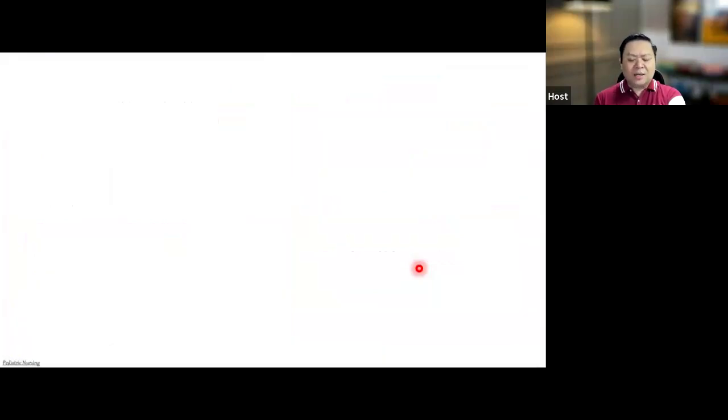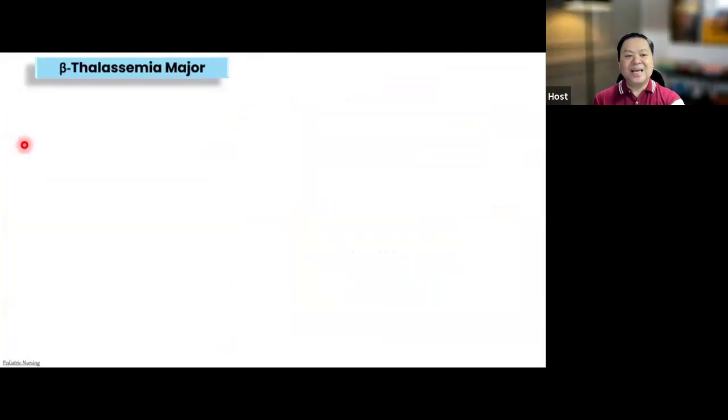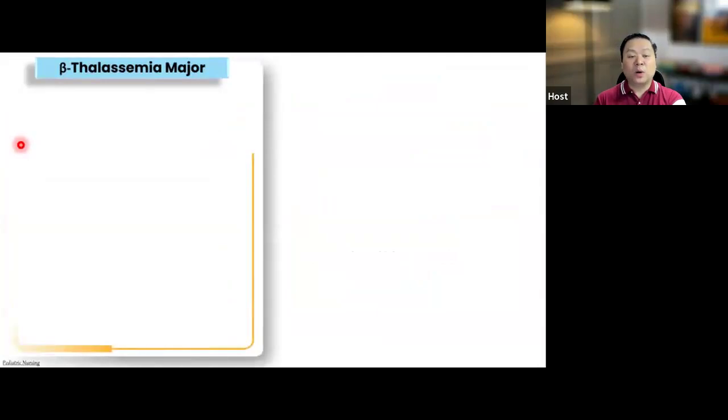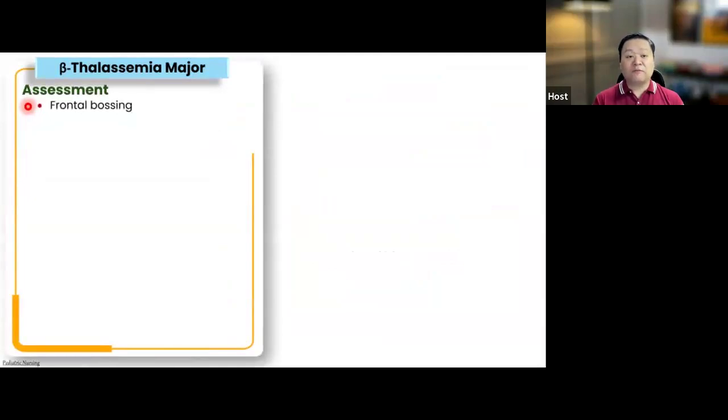Now, what are we going to expect in patients with beta thalassemia major? You have to watch out for this, because these pediatric patients would have characteristic traits. Their appearance will be so much different because they will have what we call frontal bossing. You will see that there is a protrusion of the frontal bone of the skull, and that can be really easily recognized, right? There is a prominent head or forehead.